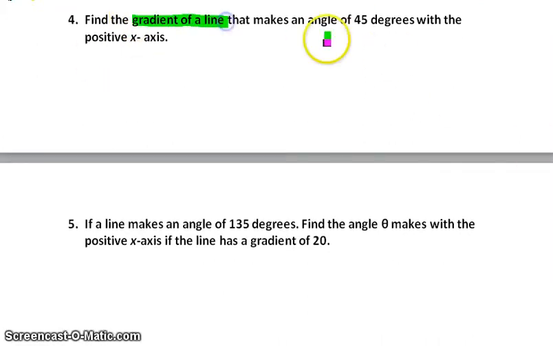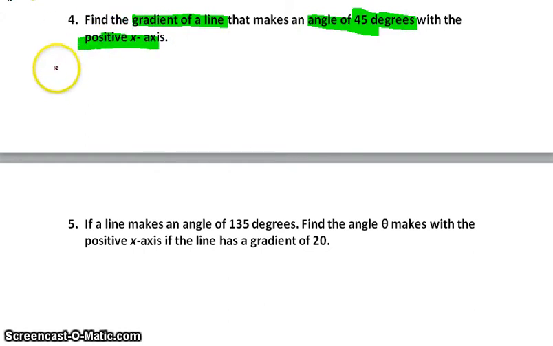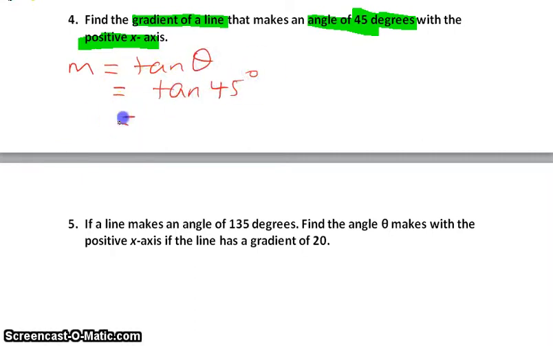Okay, let's have a look at these two. Find the gradient of a line that makes an angle of 45 degrees with the positive x-axis. Really easy key definition telling you you're going to need to use m equals tan theta. So it's going to be tan 45 degrees, and when you type that into your calculator, so you're going to go tan of 45 degrees equals, you should get 1. Okay, so the gradient here is 1.